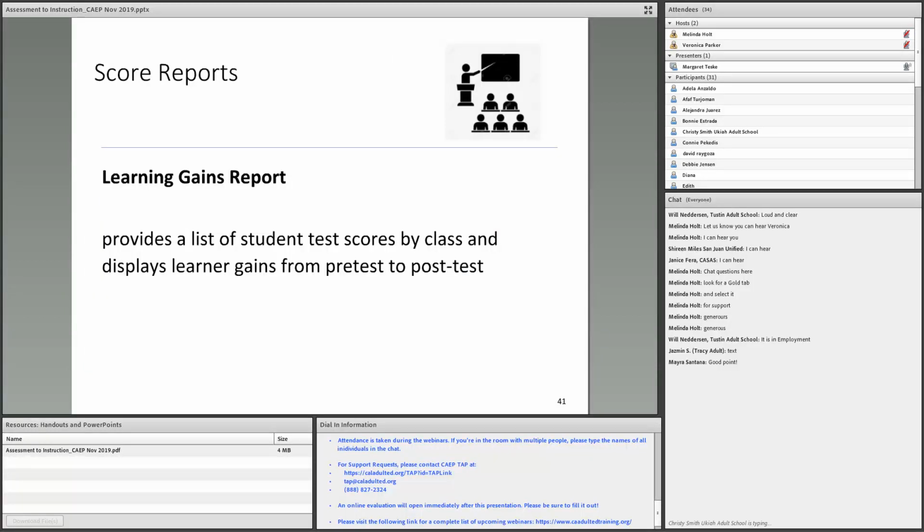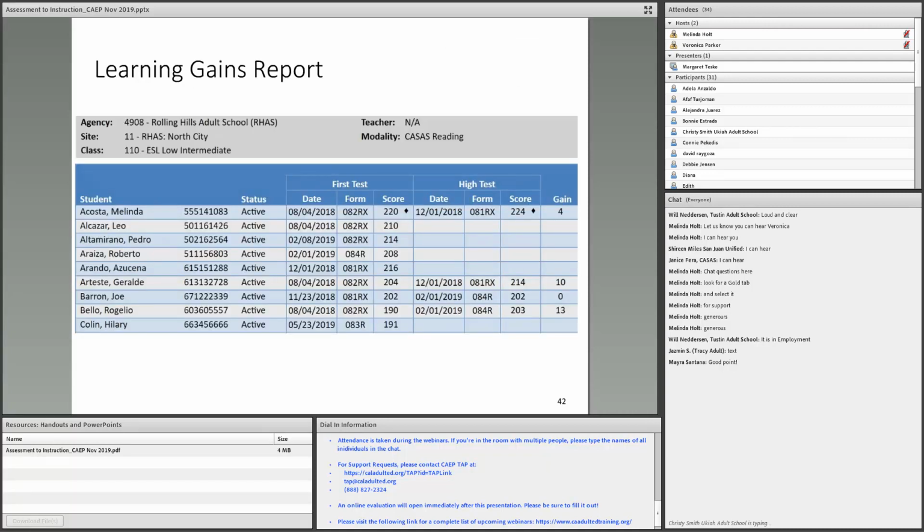Okay, the Learning Gains report is also a great report for administrators and for teachers to look at their whole class. This learning gains report comes from the same area under test reports, test results on TE. It's another way to look at the same report as we just saw, but it narrows it down to the first test and the highest test. So Melinda had 82 RX, a score of 220. She had 81 RX a few months later and a score of 224 with a 4-point gain.